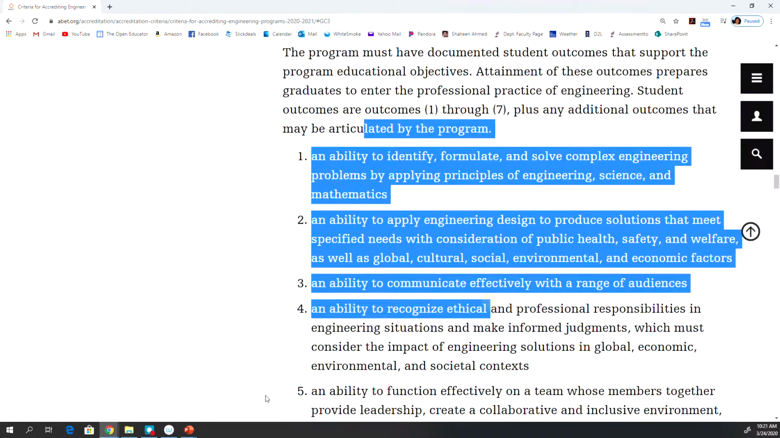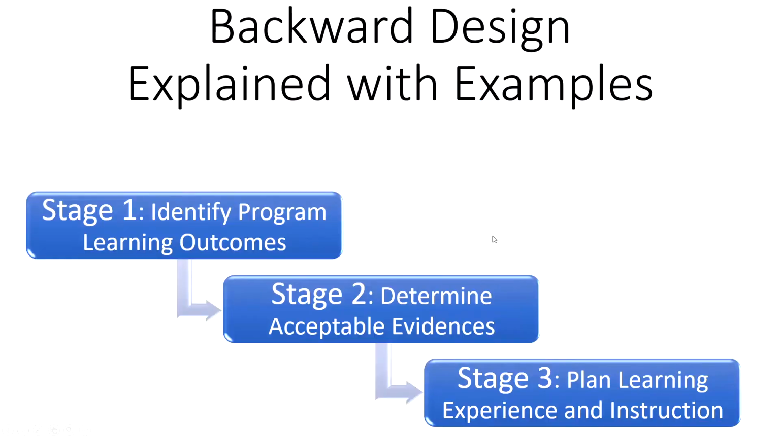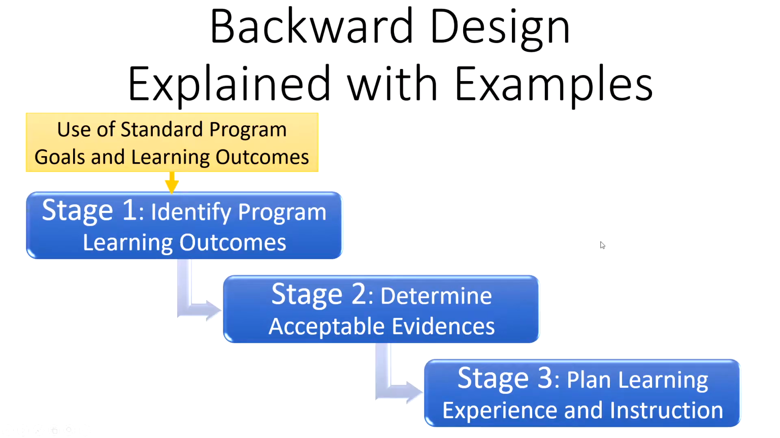So we can simply use these 7 learning outcomes as our program learning outcomes. That's what they need to be successful, quality automotive engineers in the field.